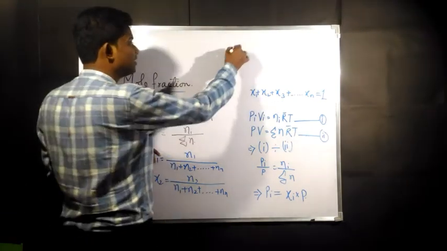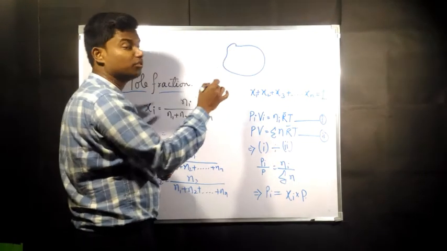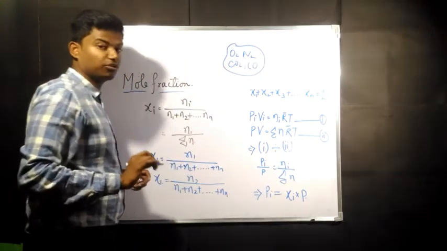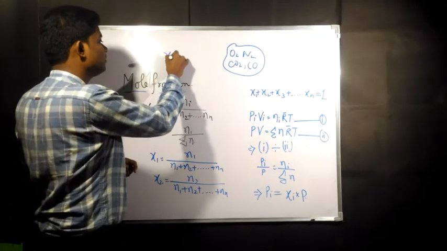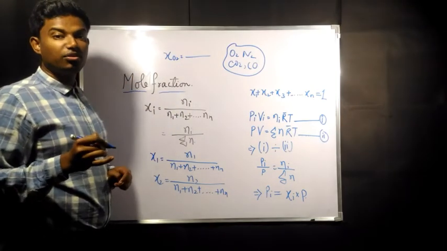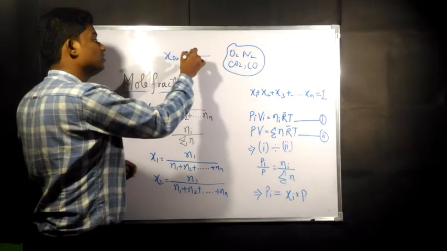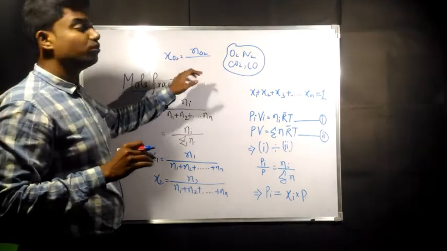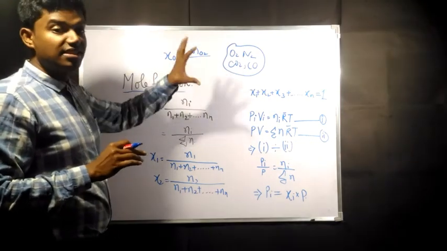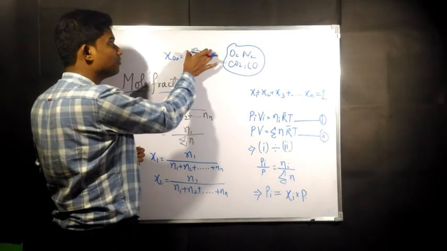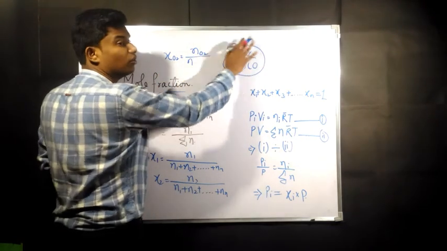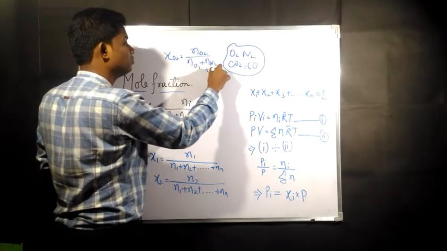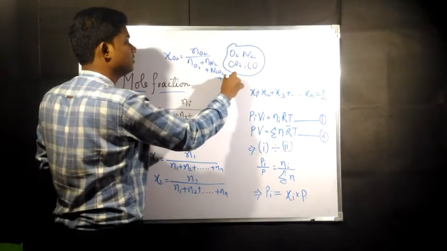Okay, so to better understand this, let us make a system, and suppose there are 4 gases: oxygen, nitrogen, carbon dioxide and carbon monoxide. Now if you need to find the mole fraction of oxygen, first of all you need to get the number of molecules of oxygen present in this system. So if N_O2 gives us the number of molecules of oxygen in this system, then the mole fraction will be given by the number of molecules divided by the summation of all the molecules of the gases, that is N_O2 plus N_N2 plus N_CO2 plus N_CO.